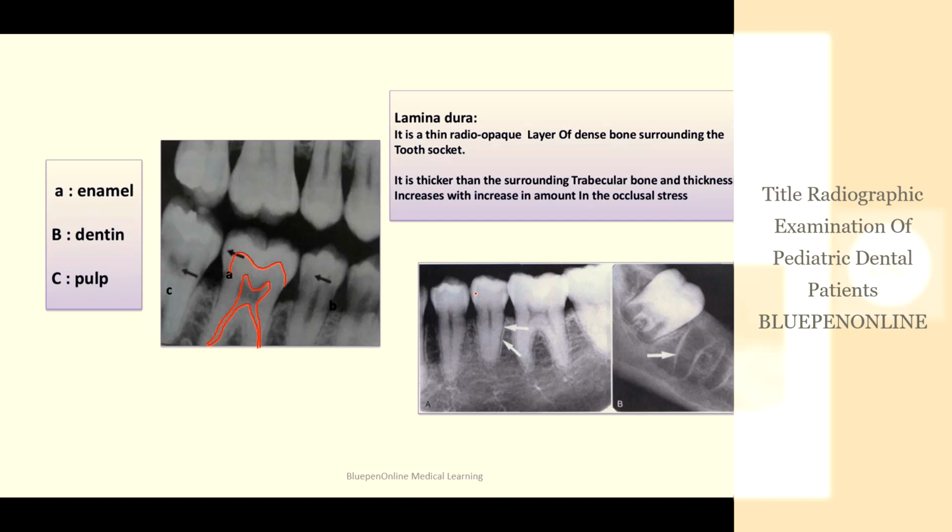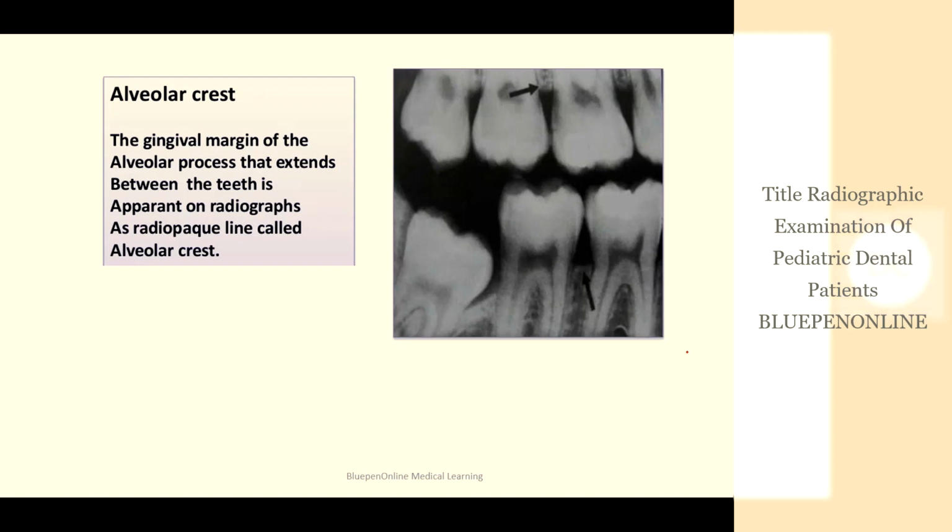Another structure which is usually seen in a radiograph is a lamina dura. So it is a thin radio-opaque layer of dense bone which will surround the tooth socket. So you can see a white line here. So after extraction, you can appreciate the lamina dura. Another important structure is the alveolar crest. So in case of bone loss, the alveolar crest is noticed. So usually the location of the alveolar crest will be 1.5 mm below the cemento-enamel junction.